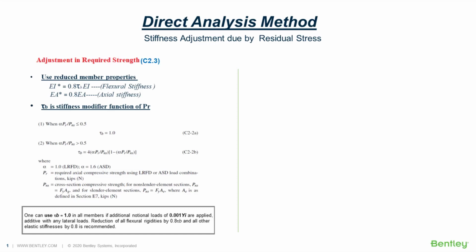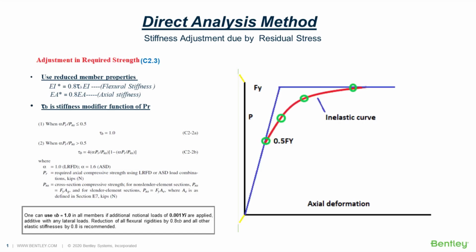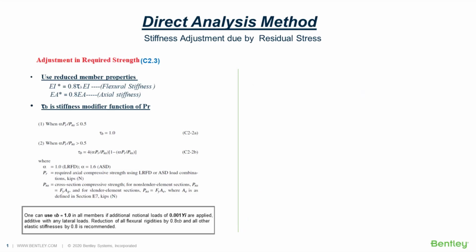Second is for the frame with intermediate or stocky columns, and the 0.8 times tau b factor reduces the stiffness to account for inelastic softening prior to the member reaching its design strength. Now the tau b factor is similar to the inelastic stiffness reduction implied in the column curve that we've seen before to account for the loss of stiffness due to the high compressive load. And we have seen that when the load level exceeds 50% of the yield limit, we started seeing the curve taking a different path, the inelastic path. So this 0.8 factor accounts here for the additional softening under the combined axial compression and bending.